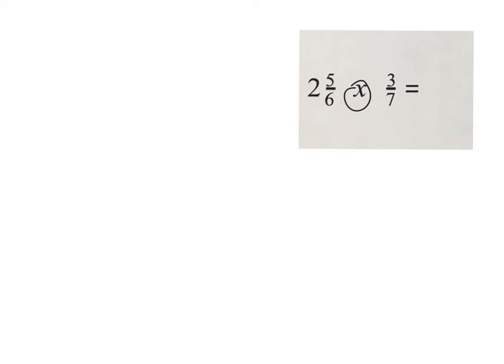So we have a 2 5/6 times 3/7. Well, the rule says that we can't multiply anything until this is turned into an improper fraction.